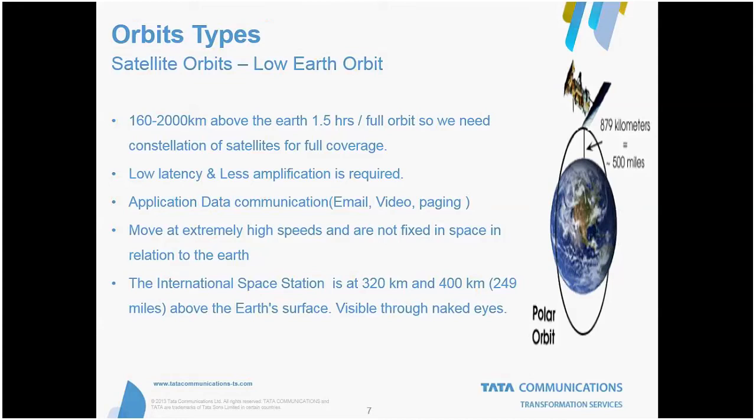NASA has estimated that there are more than 8,000 pieces of objects encircling the globe. These may include old pieces of rocket, dead satellites, etc. The International Space Station is visible at this orbit.